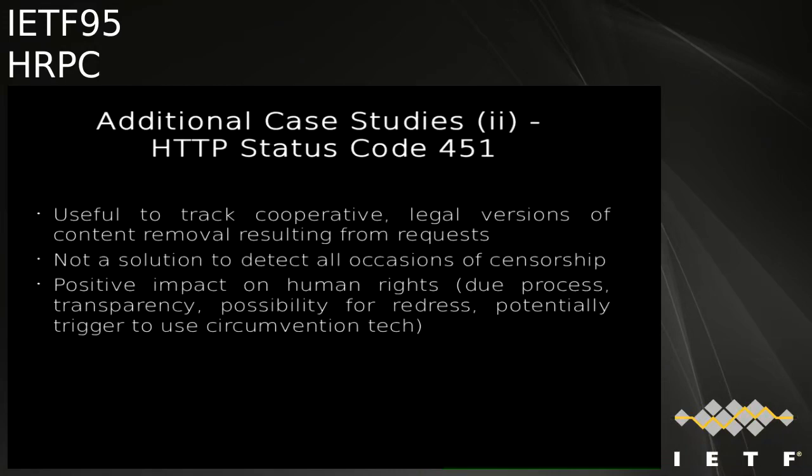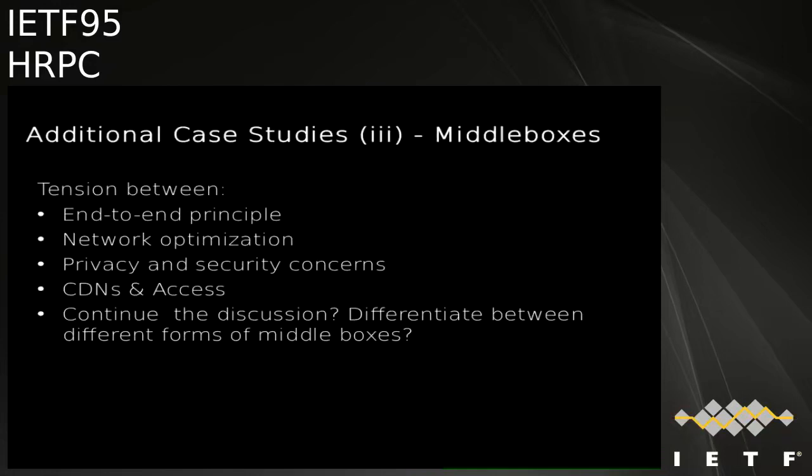Middle boxes. This is a discussion that is still somewhat ongoing, or at least perhaps it should be on the list, because we've definitely identified a lot of tension. There's the tension between privacy and network optimization. There's also the question of what this does to the end-to-end principle. There are a lot of security concerns that haven't really been addressed properly. And then there's also the question of CDNs and access.